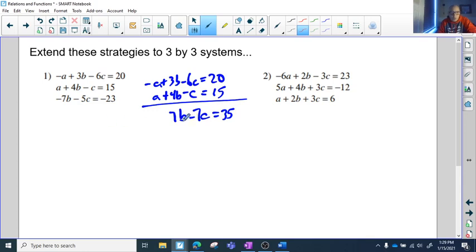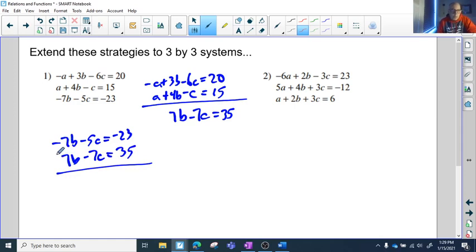Now you're going to take these 2 equations and match them up in a 2 by 2 pattern. So I've got two equations, 2 unknowns. Negative 7b take away 5c equals negative 23. Line this up underneath it: 7b take away 7c equals 35. The beauty of that is these already have the same coefficient, so to eliminate, I'm just going to add the 2 equations. Add these 2, add these 2, and c equals negative 1. So there's a good start.